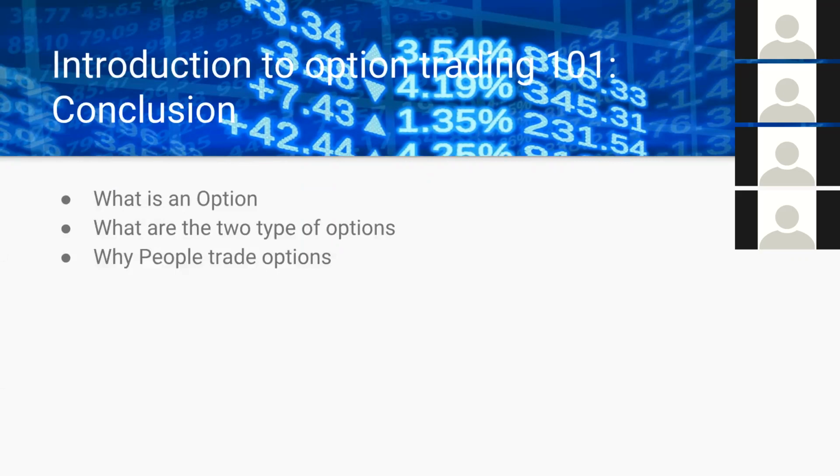In Introduction to Option Trading 102, I'll discuss the variables that can move an option, what can happen between the purchase date and the expiration date of an option, and other variables that determine the pricing of an option. So that's pretty much it in regards to option trading 101.